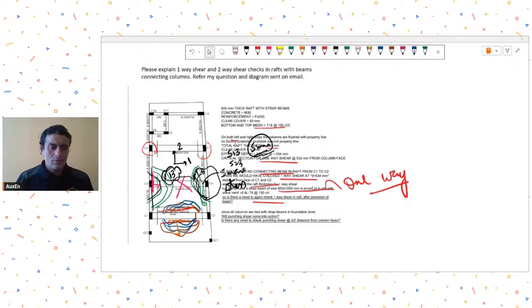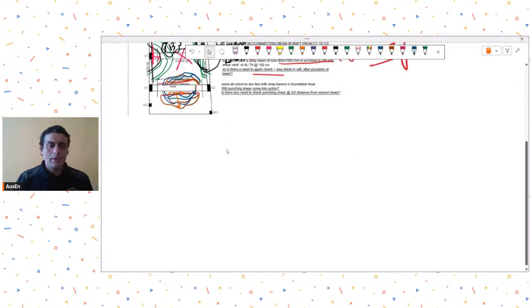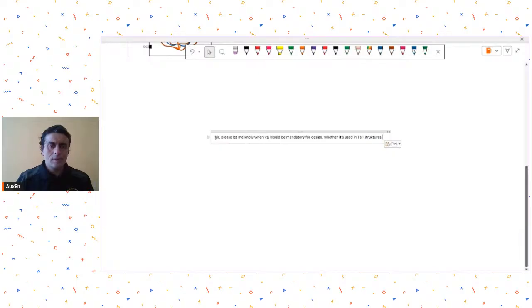Next question is from engineer Dhruv Jyoti Ghosh, an independent consultant from Siliguri. What he's asking is, please let me know when P delta would be mandatory for design.